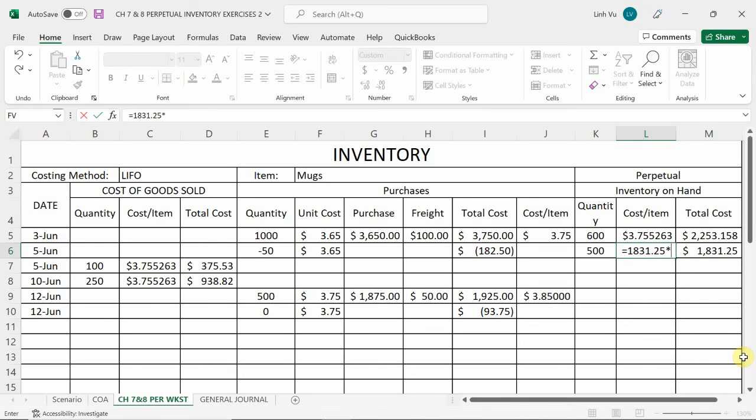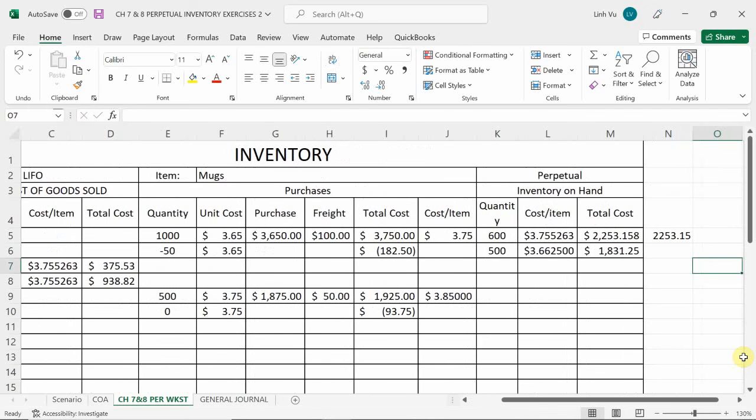$18.3125 divided by 500, right, because we're finding our new cost per item here, is going to be 36625. And again, if you recalculate, you should get 1831.25.